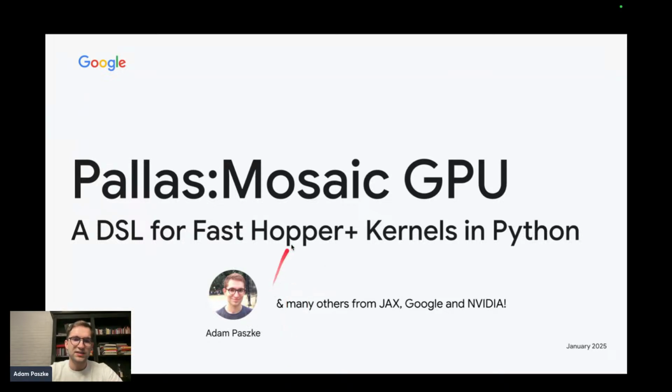I should also say that I started this project, the Mosaic GPU one, but at this point there are also a lot of other people who have joined along, and so I can't take full credit. People from JAX, from Google, and from NVIDIA as well have contributed. We're very happy about this. Everything I will be talking about, both Pallas and Mosaic GPU, is fully open source. They're part of the JAX repository, so you can find all of the code. Contributions welcome. We're happy to talk a little about this closer to the end of this talk.